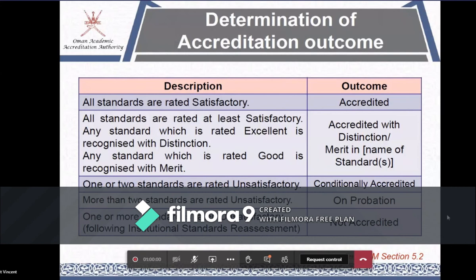So you will be given 6 months' time to set things straight. That is your conditional accreditation. Now, if you are on probation, you will be given 1 year. Within this 1 year, you need to come back, set your things right, and provide everything necessary to the OAAA for the accreditation. If you are still not able to achieve it over the next 1 year after the OAAA visit, you will not be accredited. Okay.